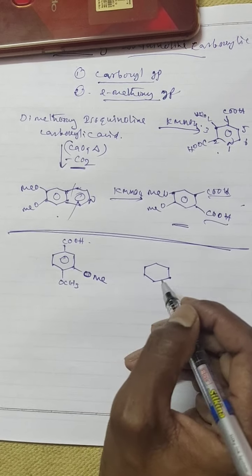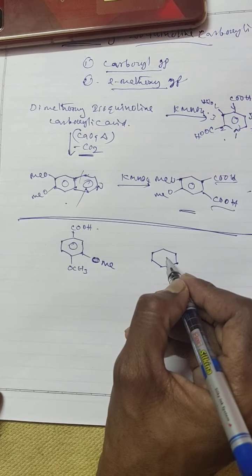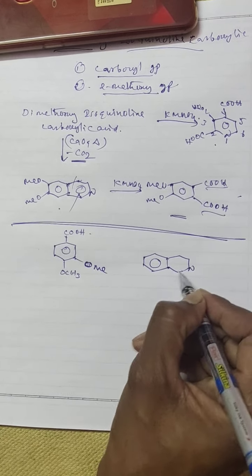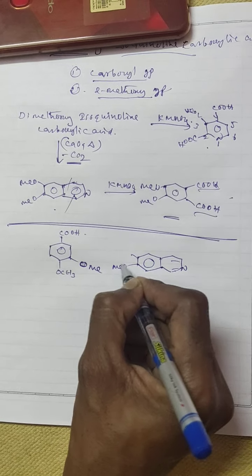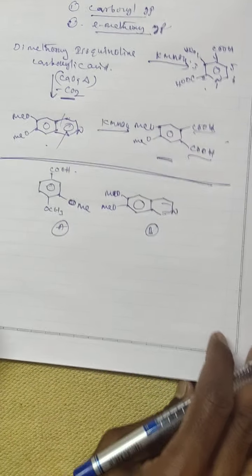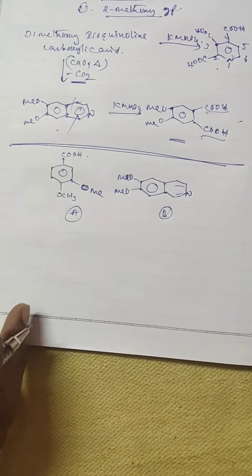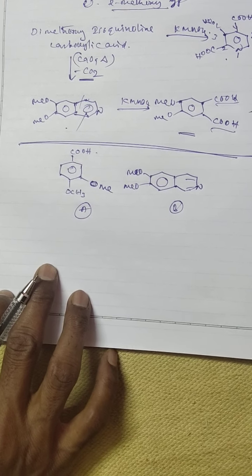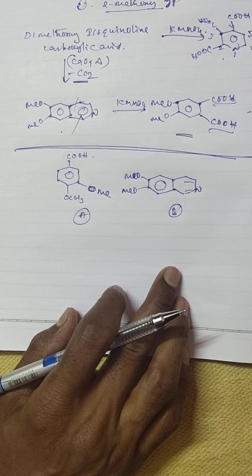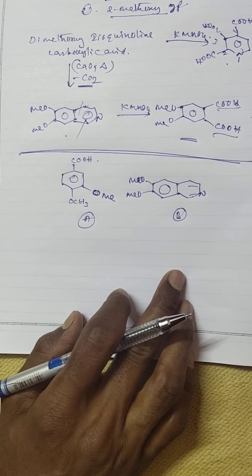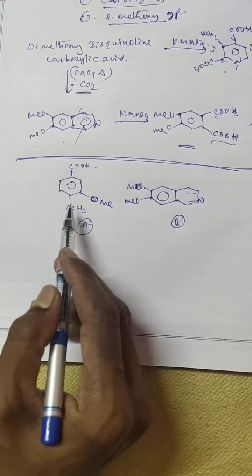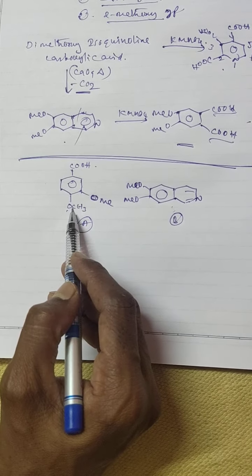Okay, dimethoxy isoquinoline. The dimethoxy isoquinoline structure is like this. So these are the basic structures. So it is the A and B, right? So now the main point is linkage. So the point of linkage between compound A and B, since papaverine contains 4 methoxy groups, isn't it? The two components having 2 methoxy groups each, isn't it?